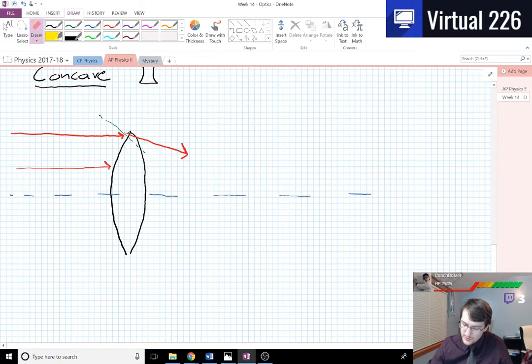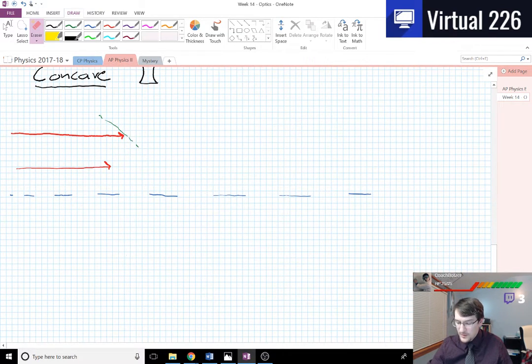So in order to ignore this double bend, instead of drawing a double convex like this, we are just going to draw it as a straight line. Easiest way to draw it. And this is our thin lens.